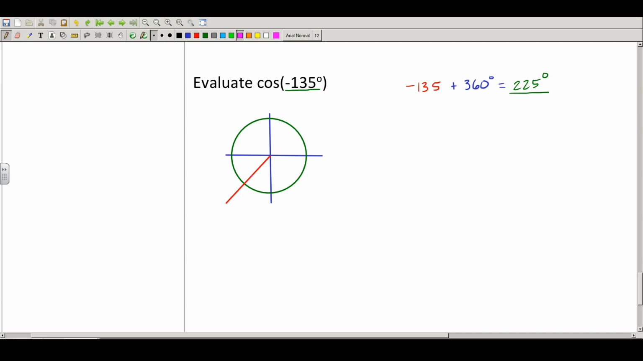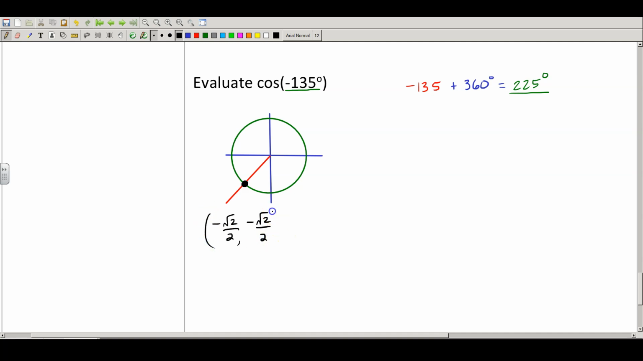So again, if the angle is not on the unit circle, we just have to figure out which one it's coterminal with, and then draw the angle like that and get the point. So we need the terminal point on the unit circle, and there it is. This is going to be a 45-degree reference angle.